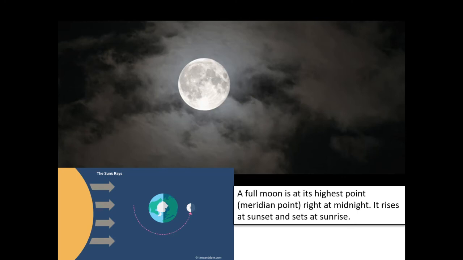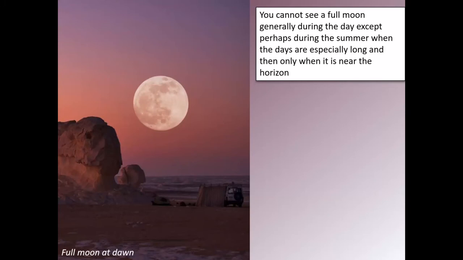There's your full moon, okay? Sorry, it's at its meridian point at midnight. It rises at sunset, sets at sunrise. You can't see it generally during the day, unless it's maybe the summertime and the days are especially long. And then you can see it during the day close to the horizon.